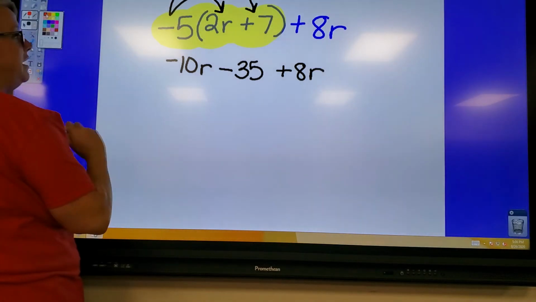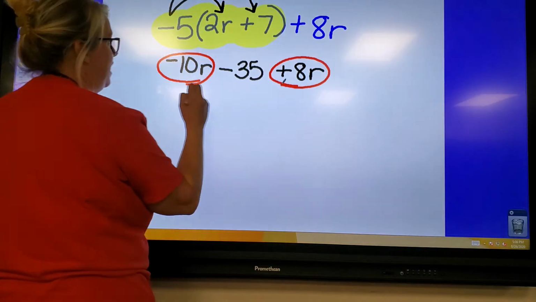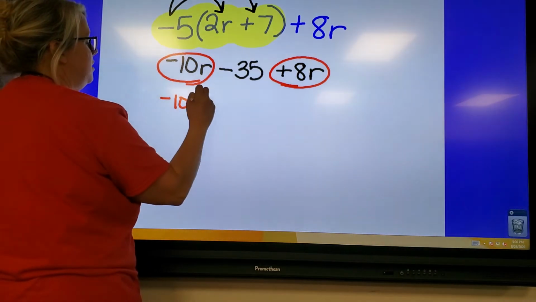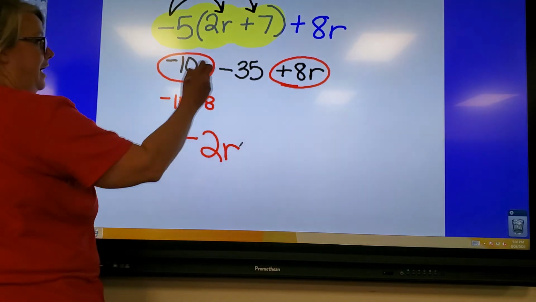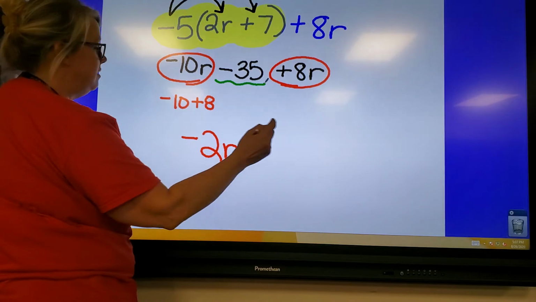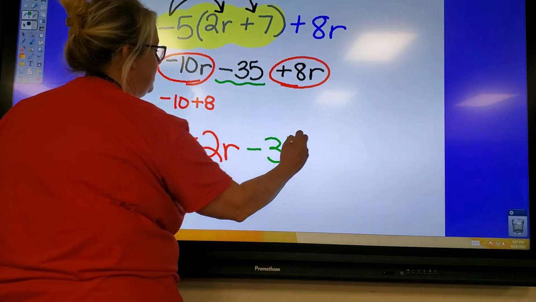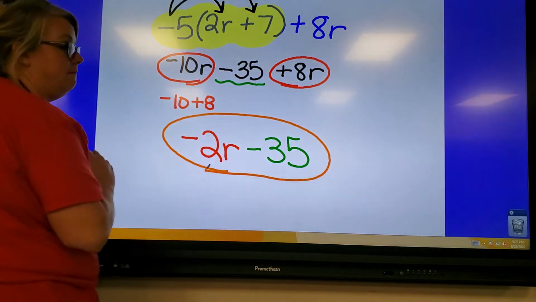And now I'm ready to combine like terms. We have a negative 10r and a positive 8r. Negative 10 plus 8 is negative 2r. And then we have our negative 35. Nothing to combine with that, so I'm bringing it straight down into my answer. And I am finished.